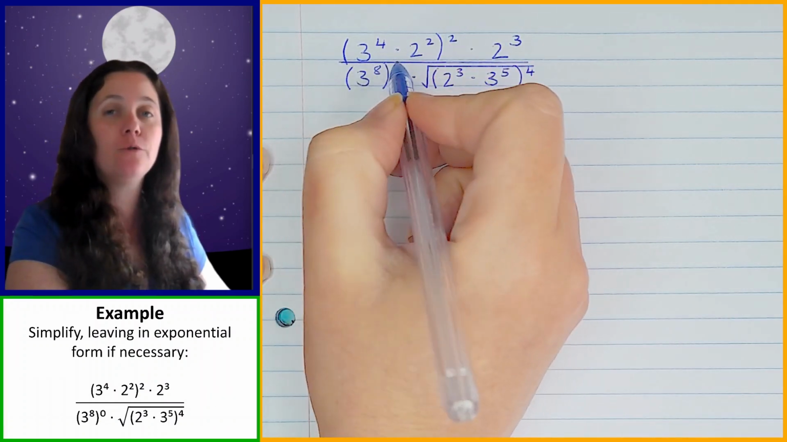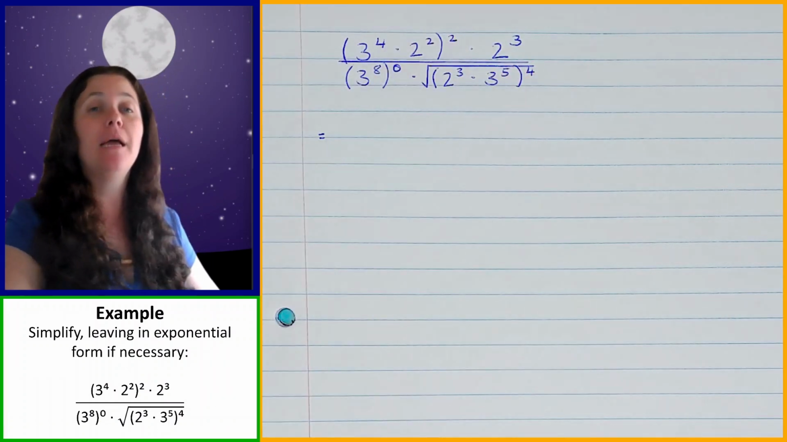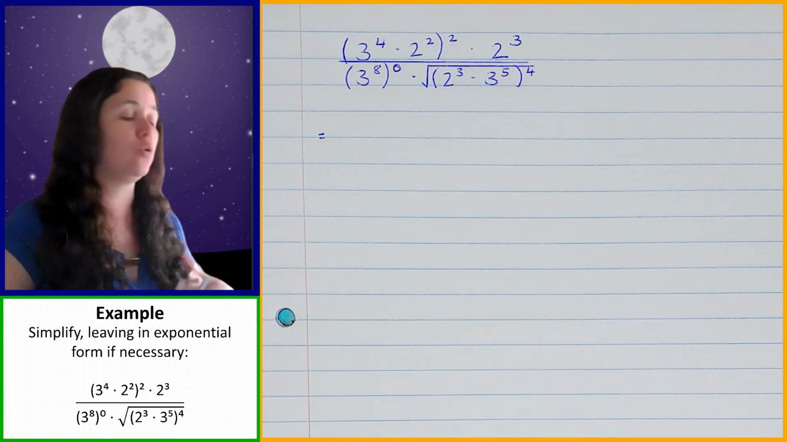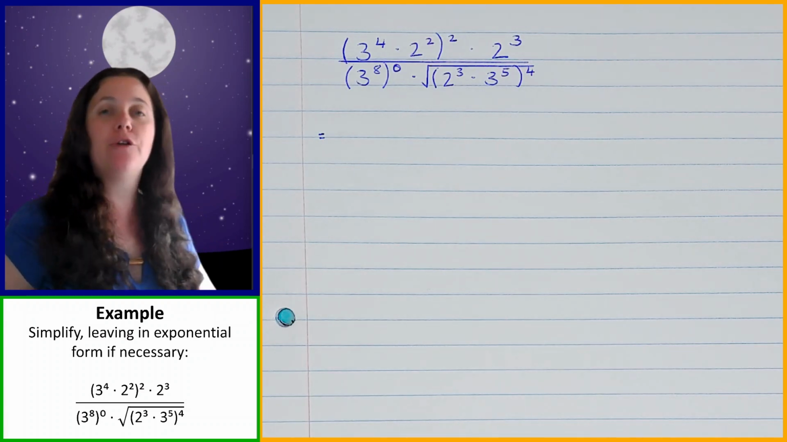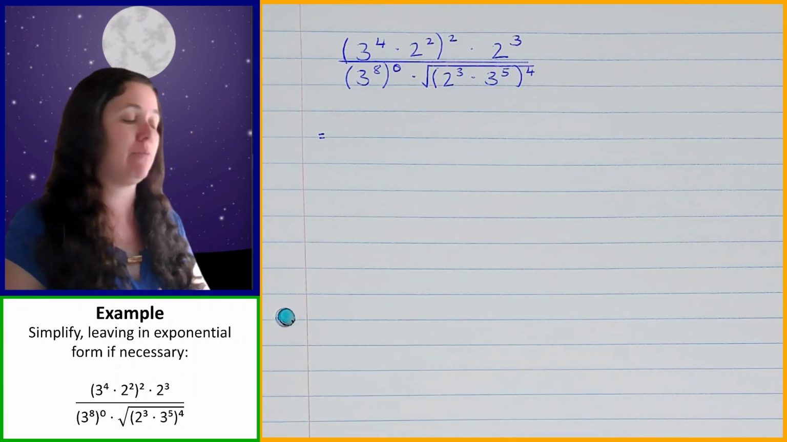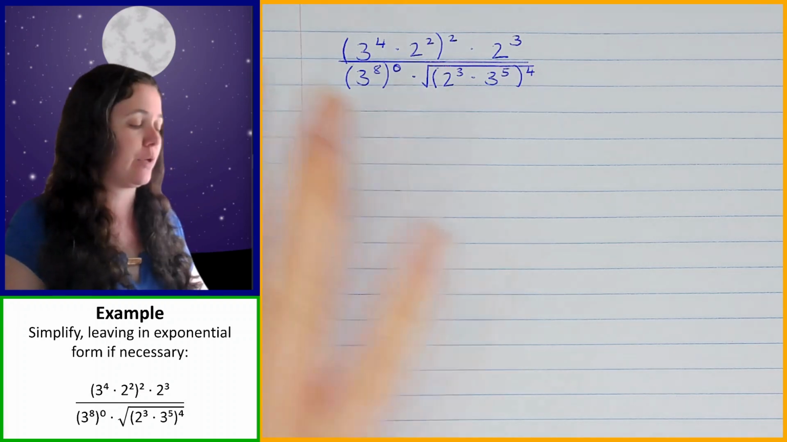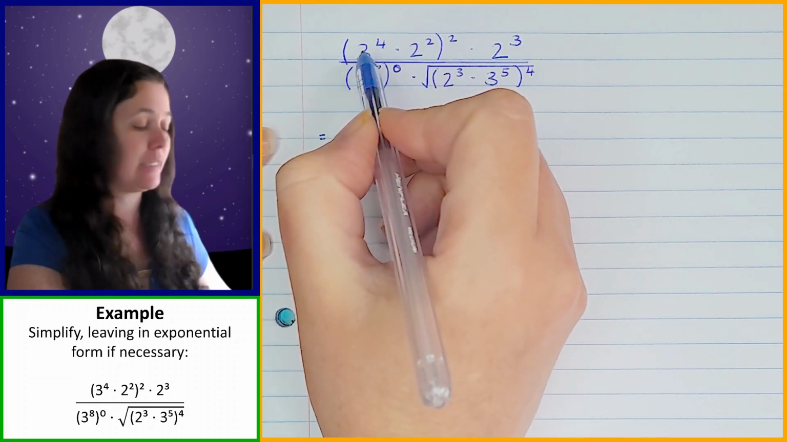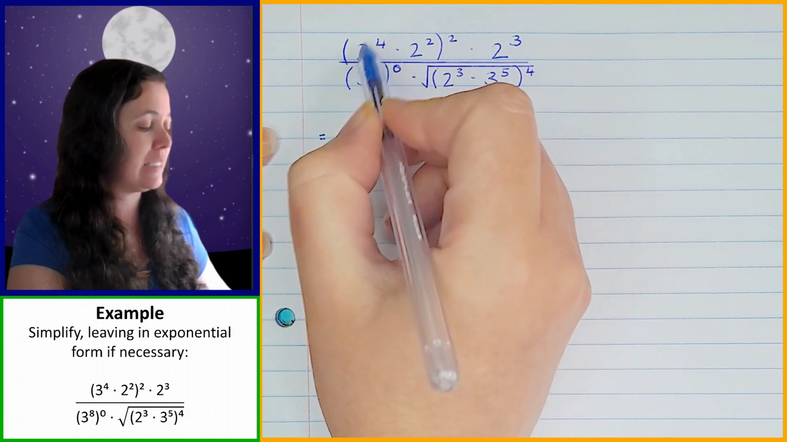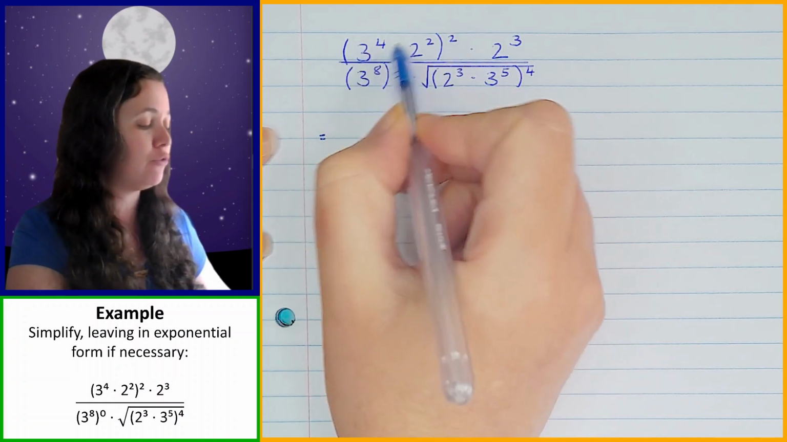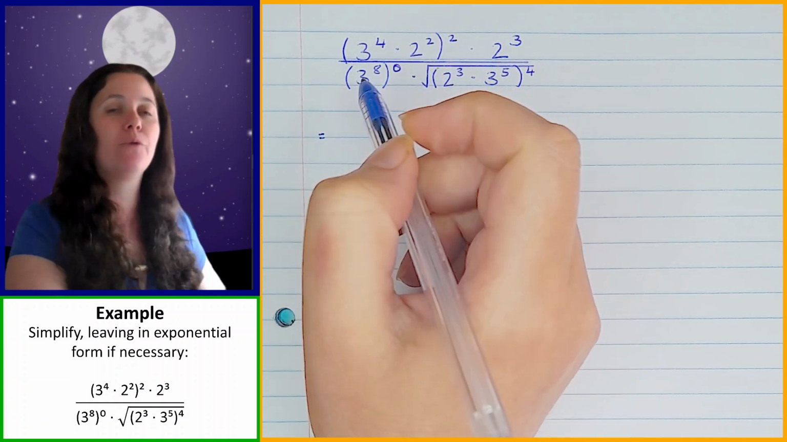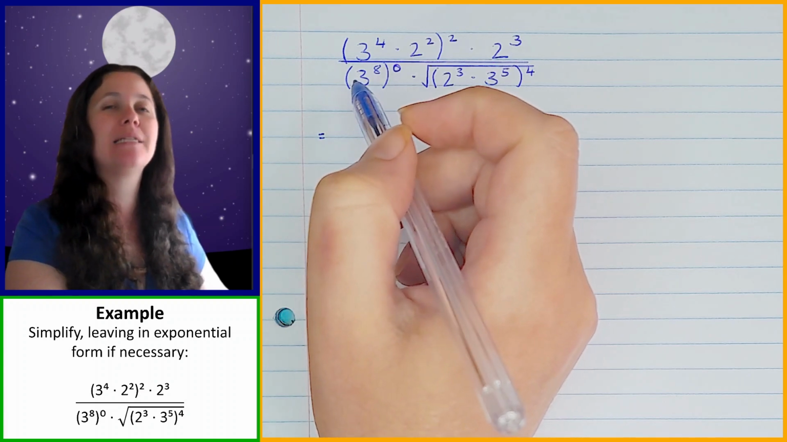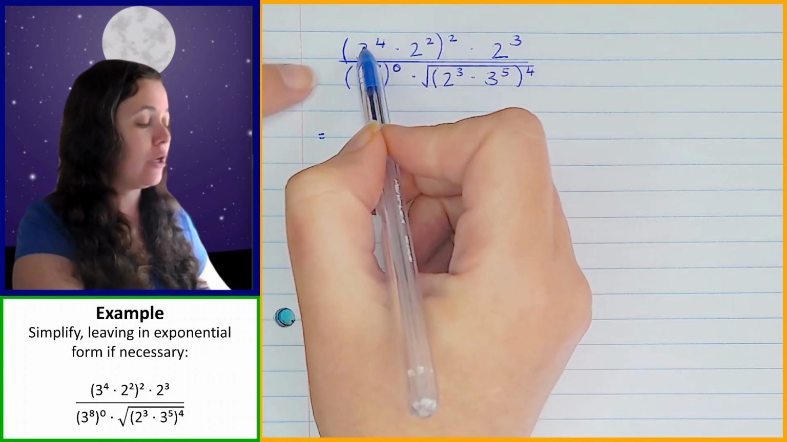Okay, so first of all, what I need to do is get rid of all the brackets, all the square roots, everything like that, so that I just have powers that I can then simplify my multiplication and division with. First I've got brackets, and inside the brackets 3 to the power of 4 times 2 squared, and outside the bracket that is squared. I can get rid of these brackets by using the law for raising a power to a power and for raising a product to a power, combining those two.